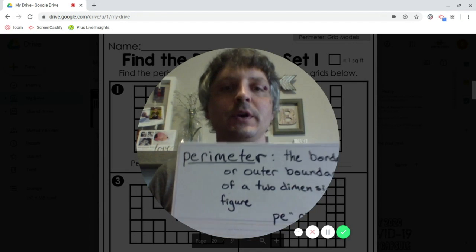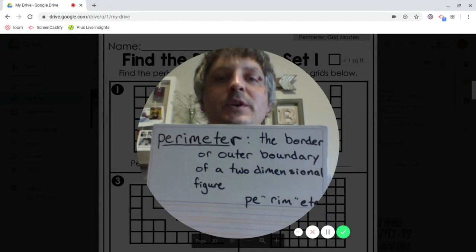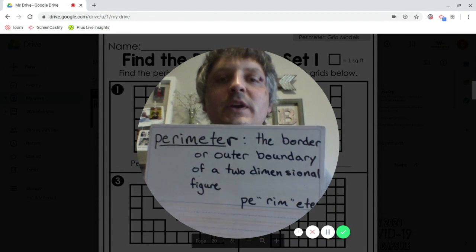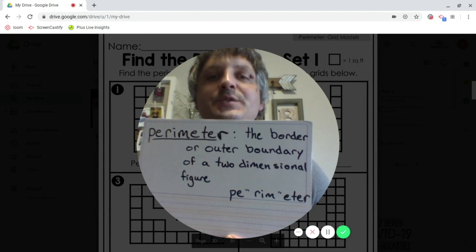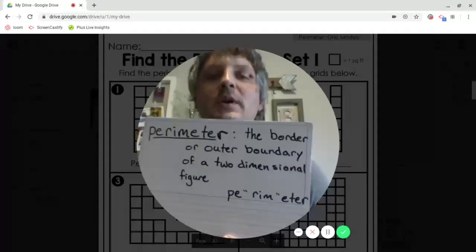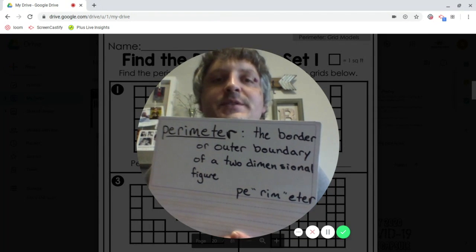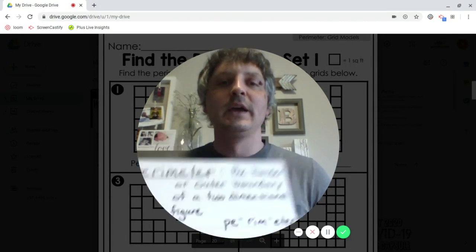So first, we are going to talk about what perimeter is. Well, perimeter, the definition, is the border or outer boundary of a two-dimensional figure. A good way to remember that it's the outer edge or outer border is that the word rim is in perimeter. Rim is kind of like the edge or outside. So that's a good way to remember it.